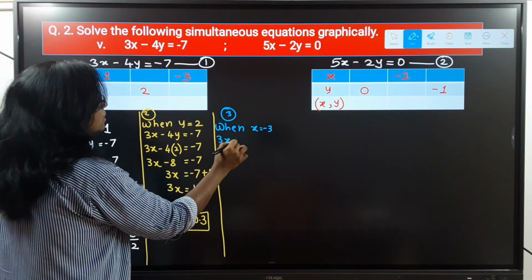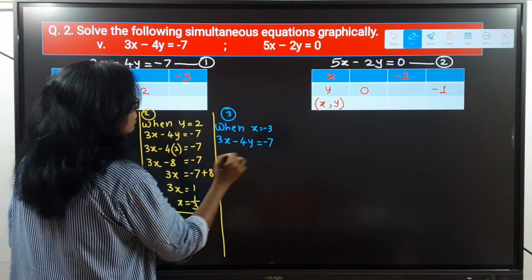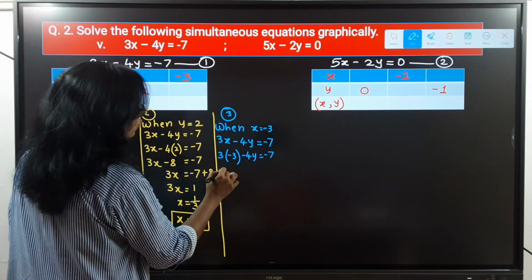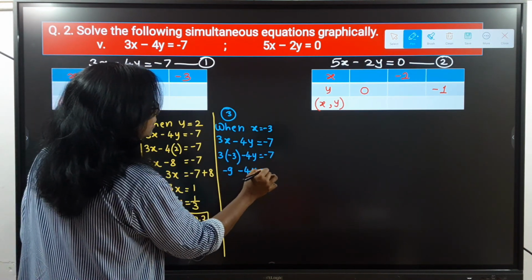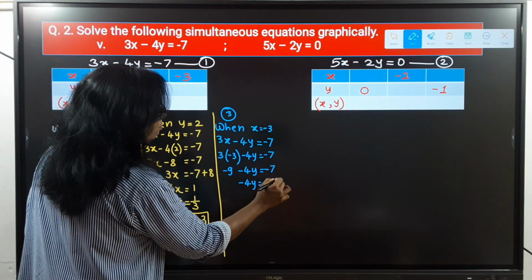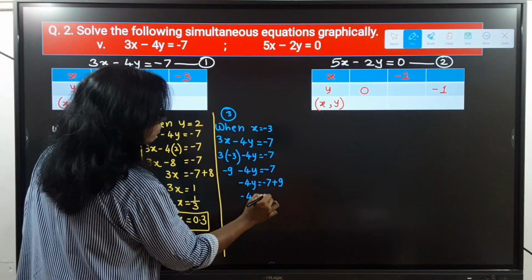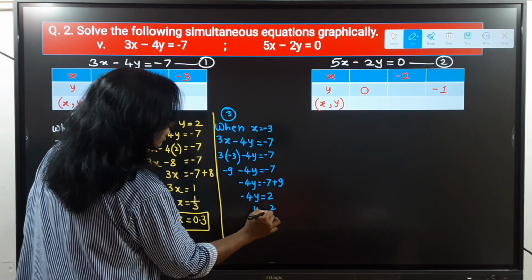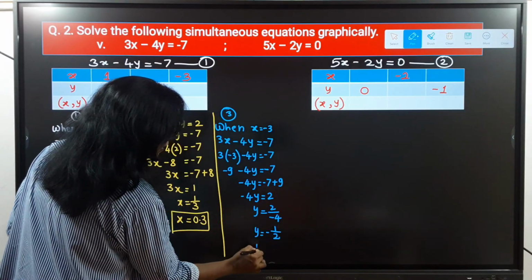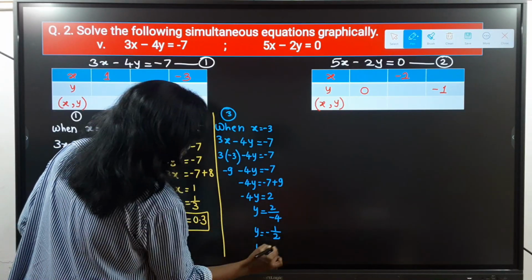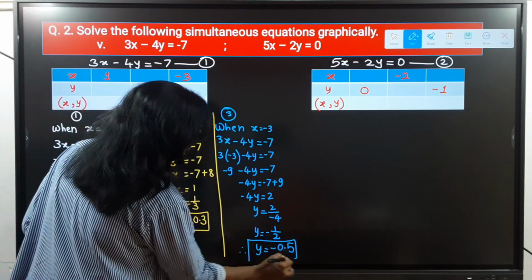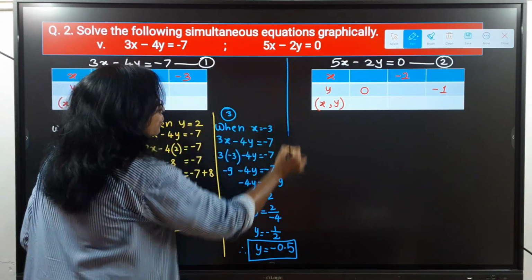The equation is 3x minus 4y is equal to minus 7. So 3 multiplied by minus 3 minus 4y is equal to minus 7. So minus 9 minus 4y is equal to minus 7. So here minus 4y is equal to minus 7 plus 9. So minus 4y is equal to 2. So here y is equal to 2 upon minus 4. So here y is equal to minus 1 upon 2. And here, students, 1 upon 2 is nothing but 0.5. So here y is equal to minus 0.5.